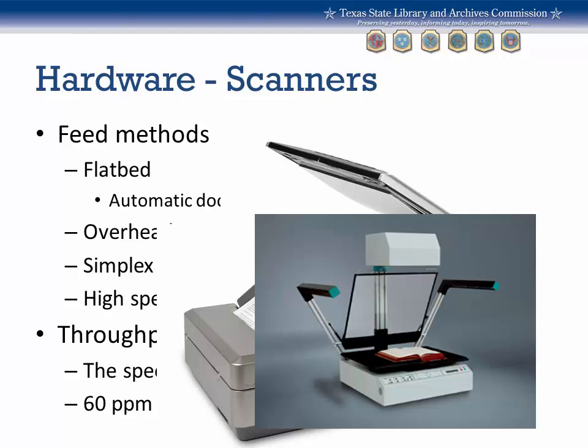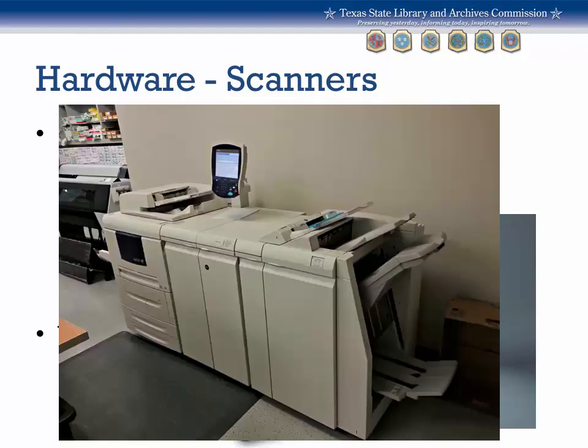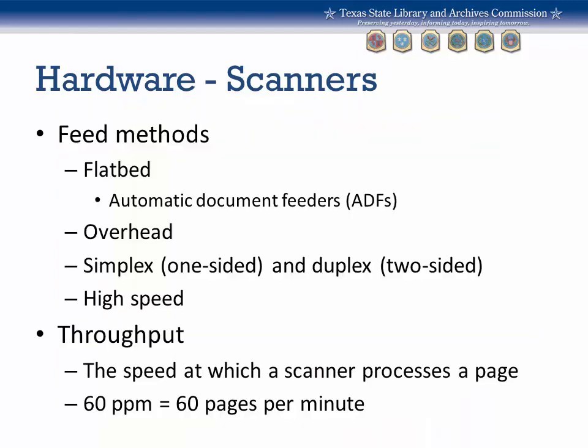Then you also have simplex and duplex scanners. That simply means that they can scan one-sided or two-sided documents. And then we also have high-speed scanners that are built specifically to handle large volumes of paper. And this is a picture of the high-speed scanner that we have here at the Texas State Library and Archives Commission.